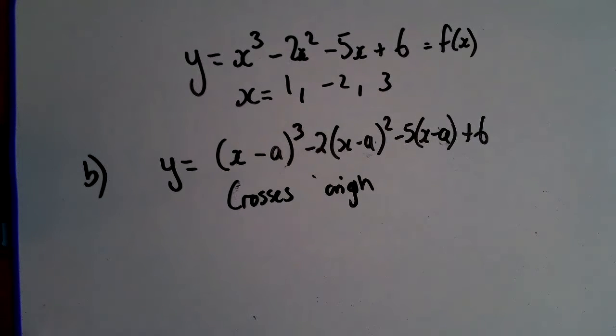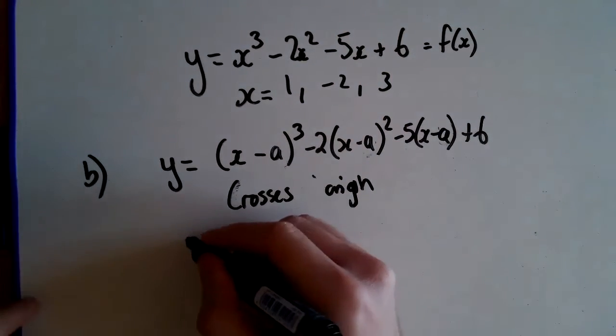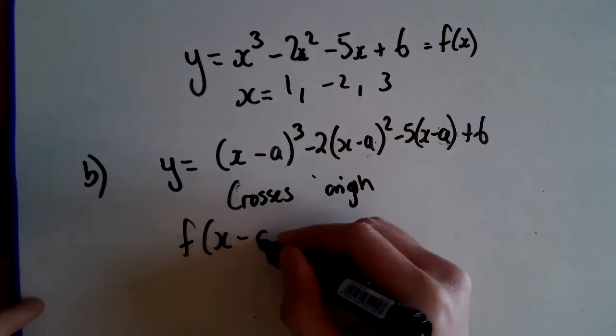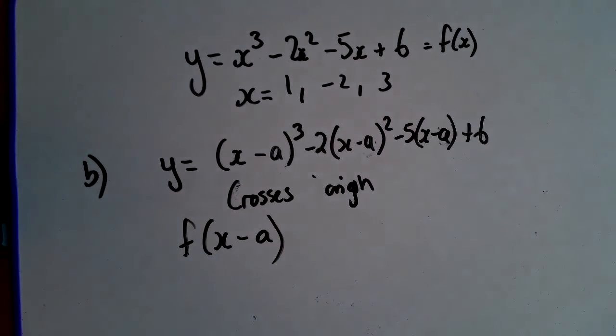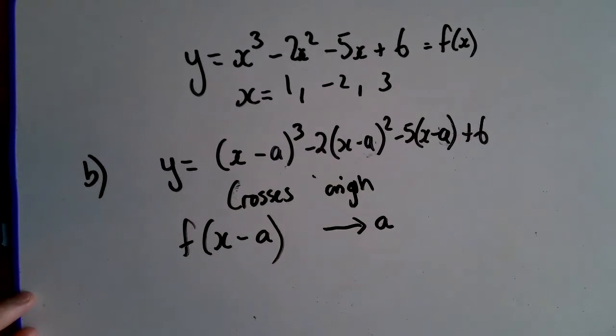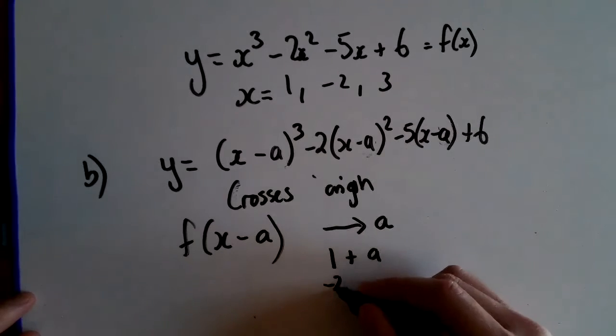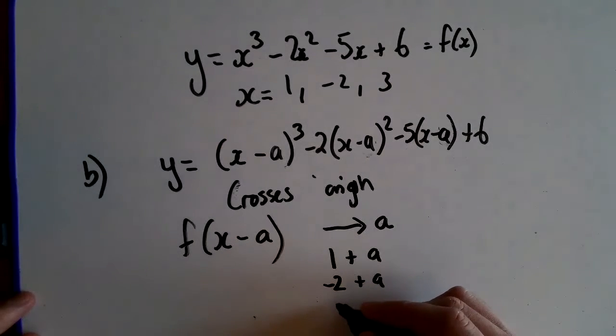Okay, so they might say find a. So again, if you look at this, hopefully it's not too tricky to spot that it's just a transformation of x minus a. So that means it went to the right by a. So my 3 roots this time should be 1 plus a, minus 2 plus a, and 3 plus a.